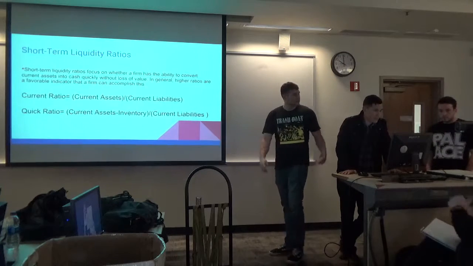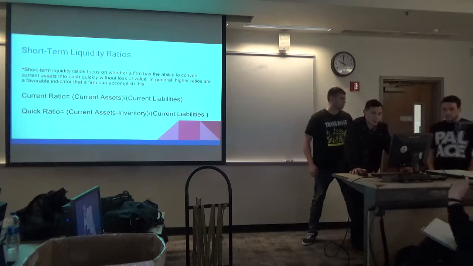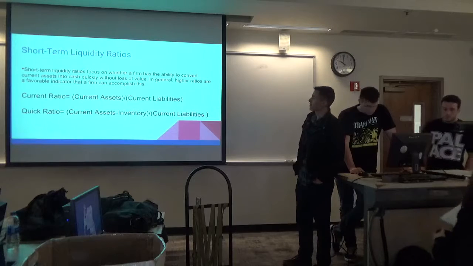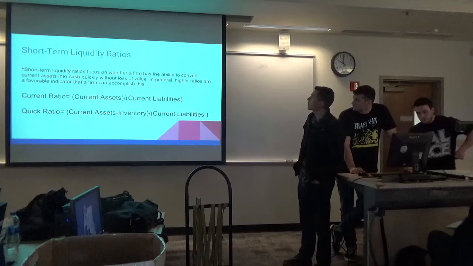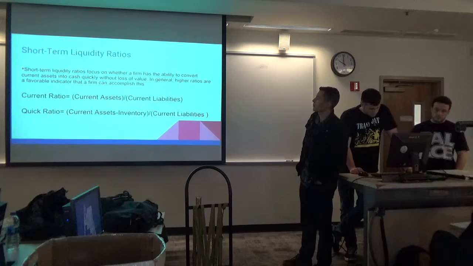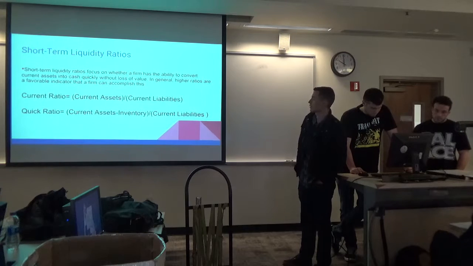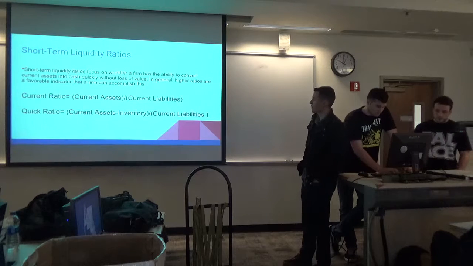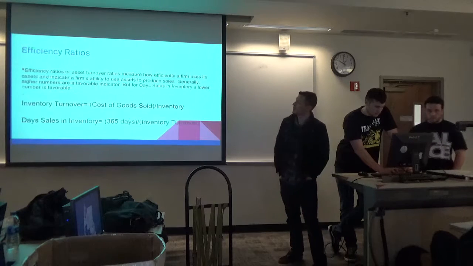Okay. All right. So short-term liquidity ratios. Short-term liquidity ratios focus on whether a firm has the ability to convert current assets into cash quickly without loss of value. In general, higher ratios are a favorable indicator that a firm can accomplish this. So the current ratio is current assets over current liabilities. Quick ratio is current assets minus inventory over current liabilities.